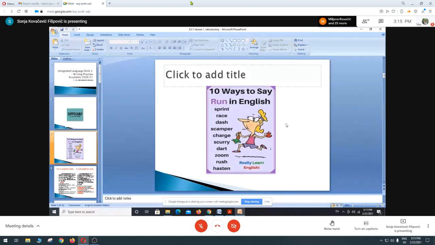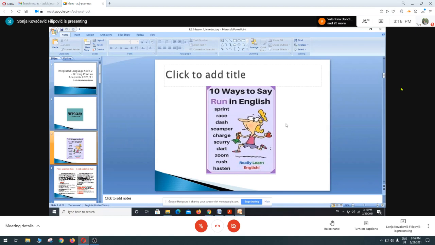Okay, one very important issue in our classes in the previous semester and in this one is going to be the choice of words in our writing. So what kind of words should be used when writing? We should use vivid or precise words, okay? So instead of saying just run in English, we can be more specific depending on the type of quick movement. So in particular circumstances, we might say that someone sprints, races, dashes, scampers, charges, scurries, darts, zooms, rushes, or hastens, okay?